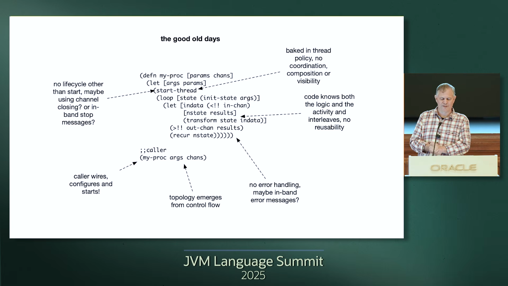But the code is interleaving the pure parts of it. The actual pure part of this is the transform. Transform is taking the old state and the new data that we got and returning basically new state and some results that we need to do something with. And it's also baked in the thread policy of like, am I using a thread or a virtual thread or a Go block or whatever? That's all kind of baked in here.